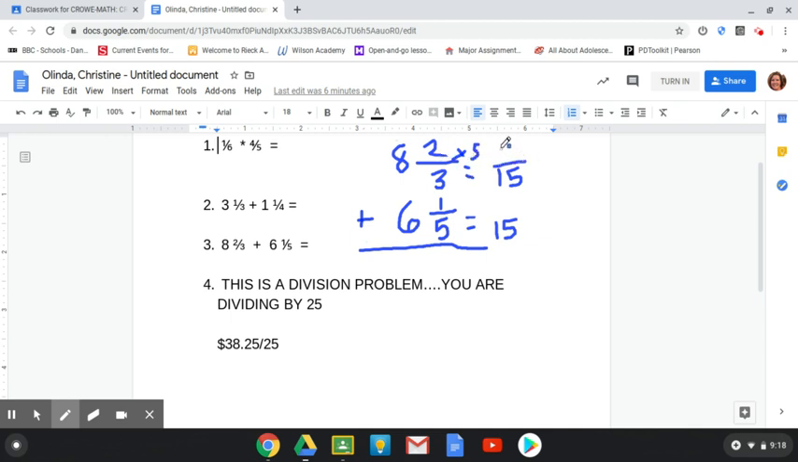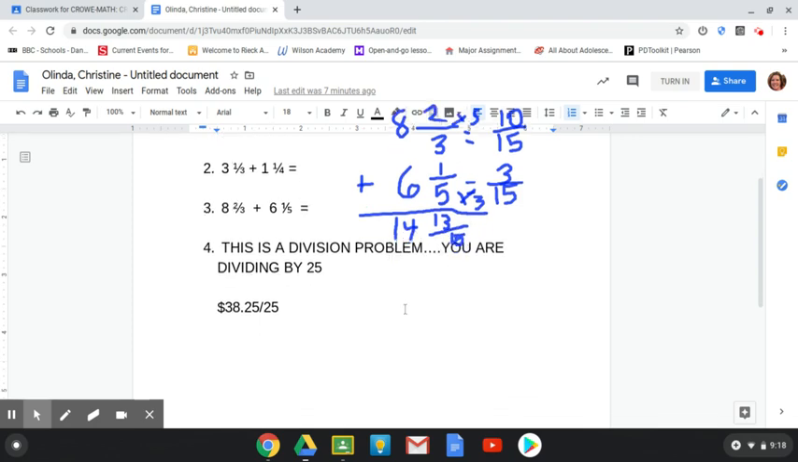2 times 5 is 10. And then how did I get from 5 to 15? I have to multiply by 3. So if I multiply by 3 on the top, I get 3. Let's add the whole numbers. 8 plus 6 is 14. Add the numerators. 10 plus 3 is 13. And I keep the denominator as 15. Can I simplify 13/15? No. So this problem is done.